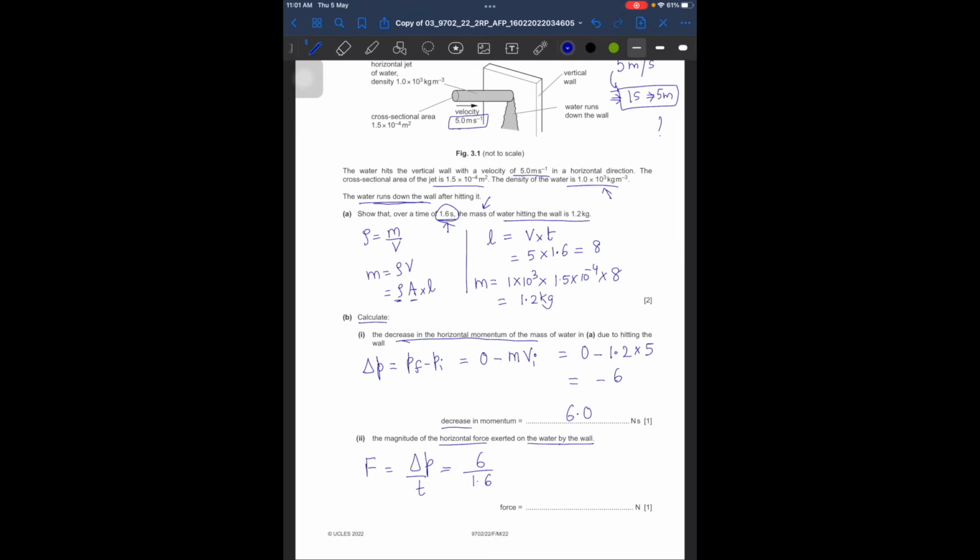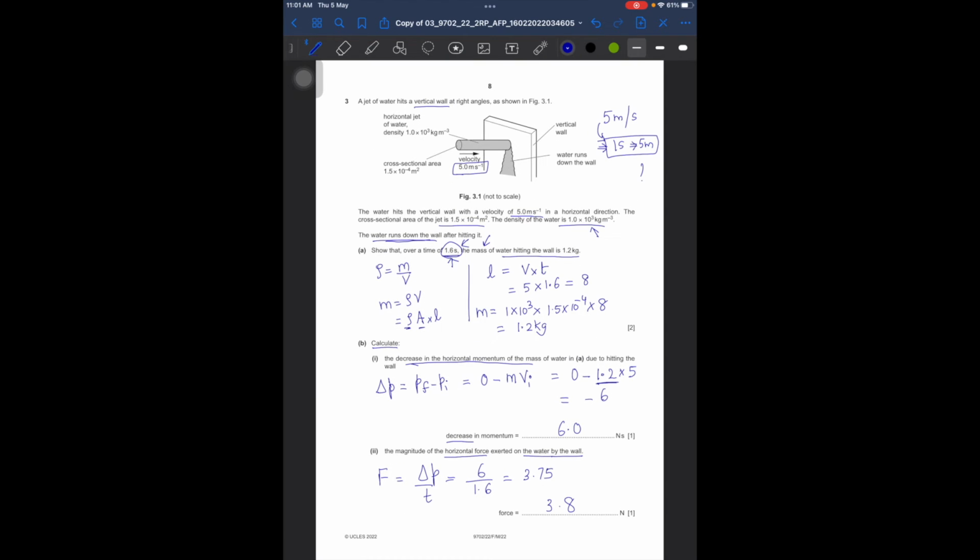Why are we taking 1.6 seconds? Because we used the mass as 1.2, and you can see that it's connected. To find 1.2 kg we used this time, so that's the time which we are going to use, and obviously that's the time which is given to us. So 3.75, that's the answer. Round it off to 2SF, you get it as 3.8. Okay, so the final answer, you can see I'm writing it in 2SF. That's just because all the numbers which they have given to us are in 2SF.